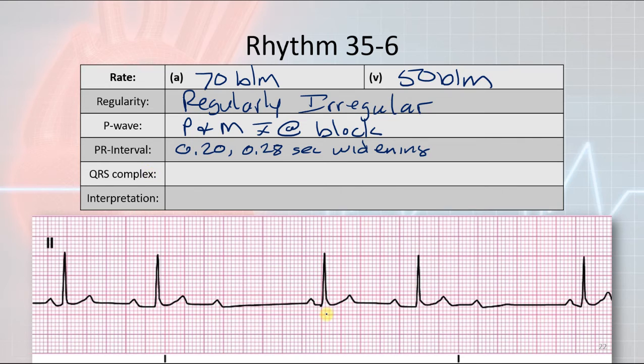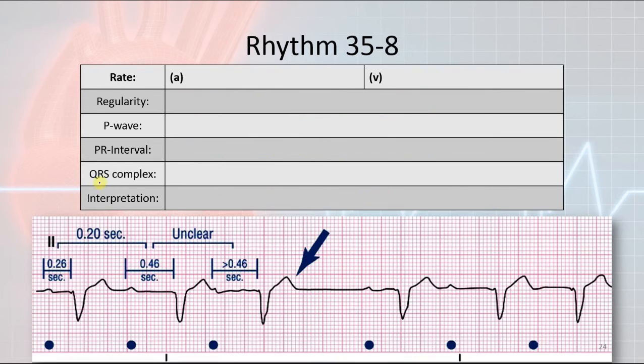The QRS complexes all look pretty good, so I'd say they're about 0.10 second. The problem here is that our PR interval is widening, so that would be, always document your underlying rhythm first. Sinus rhythm with second degree heart block type 1.